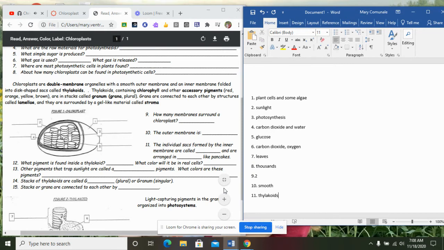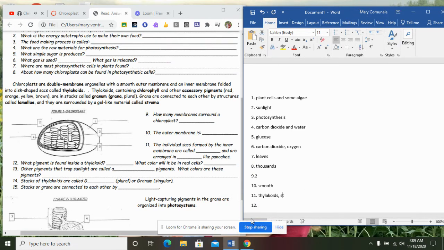Thylakoids containing chlorophyll and other accessory pigments, red, orange, yellow, brown, are in stacks called granum, or grana, which is the plural. So granum is going to be my answer for number 11. As far as they're arranged in stacks, stacks, not granum. Oops, that's what it's called. Stacks, like pancakes. What pigment is found inside a thylakoid? Chlorophyll and other accessory pigments.